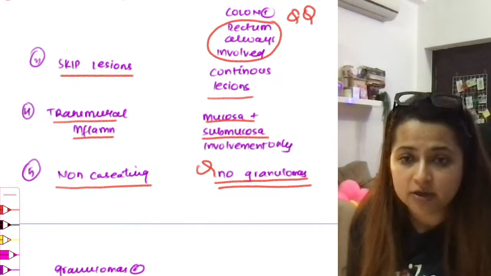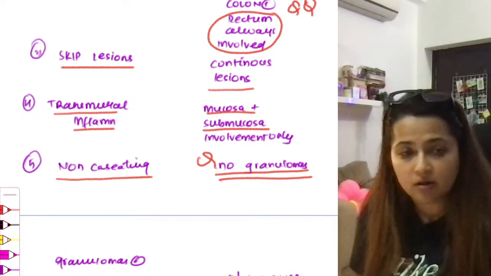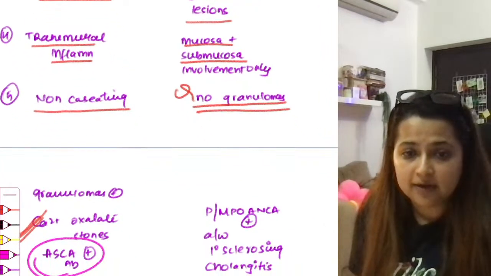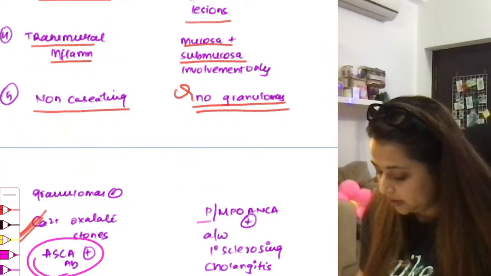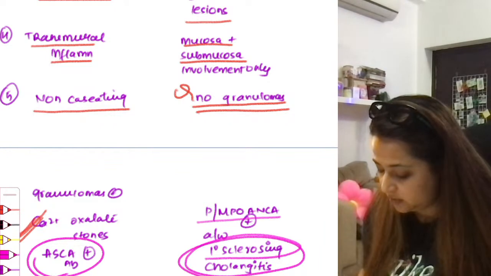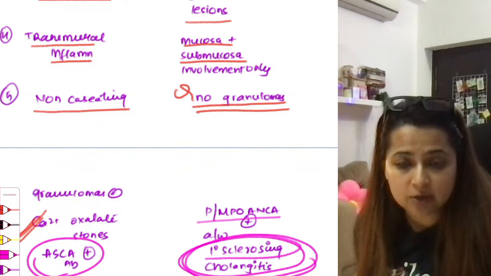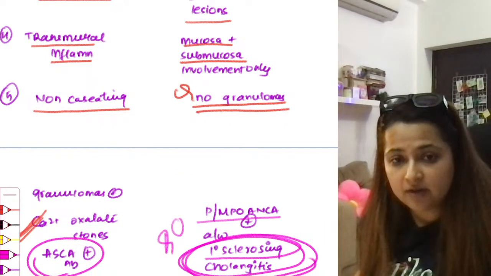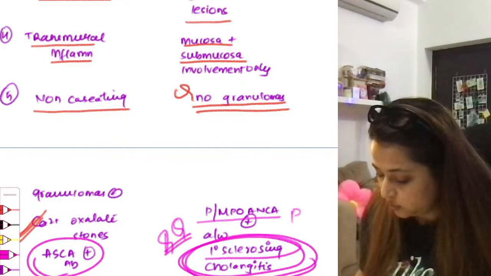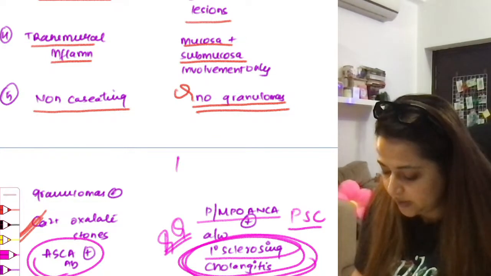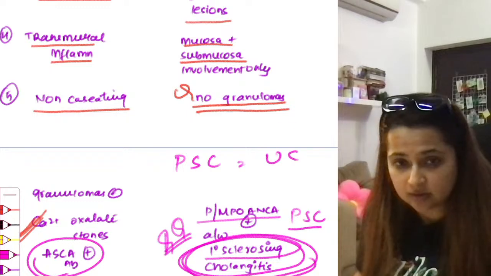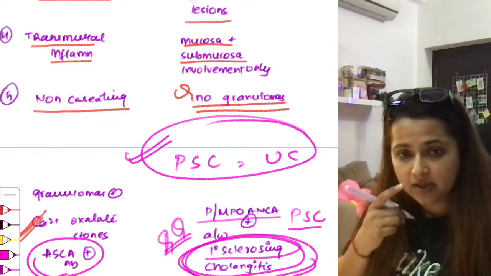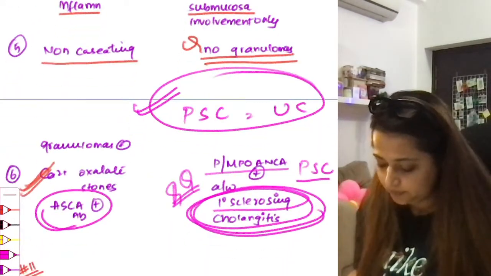ASCA antibodies, they are present in case of Crohn's disease. In case of ulcerative colitis, we have p-ANCA, and it is associated with a condition known as primary sclerosing cholangitis. This is very, very important. Primary sclerosing cholangitis, PSC equal to UC. So you remember it like this. PSC equal to UC, all right?